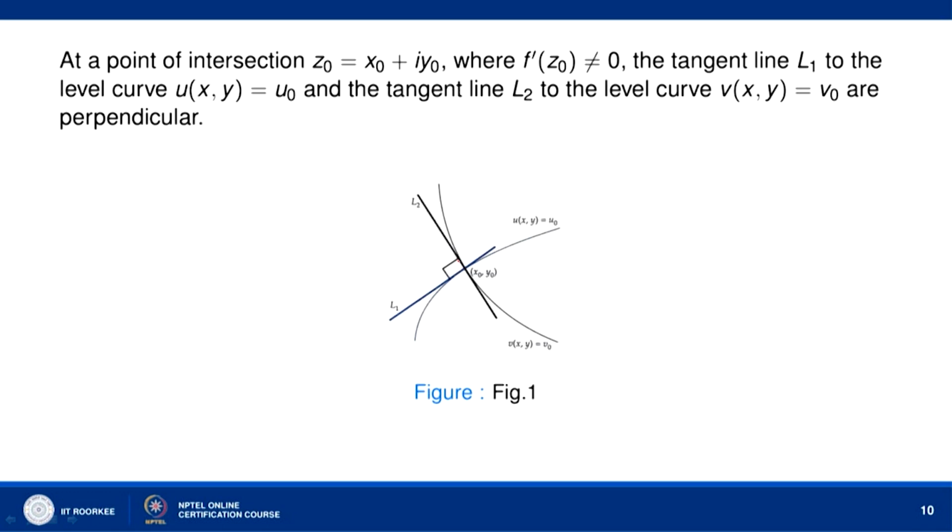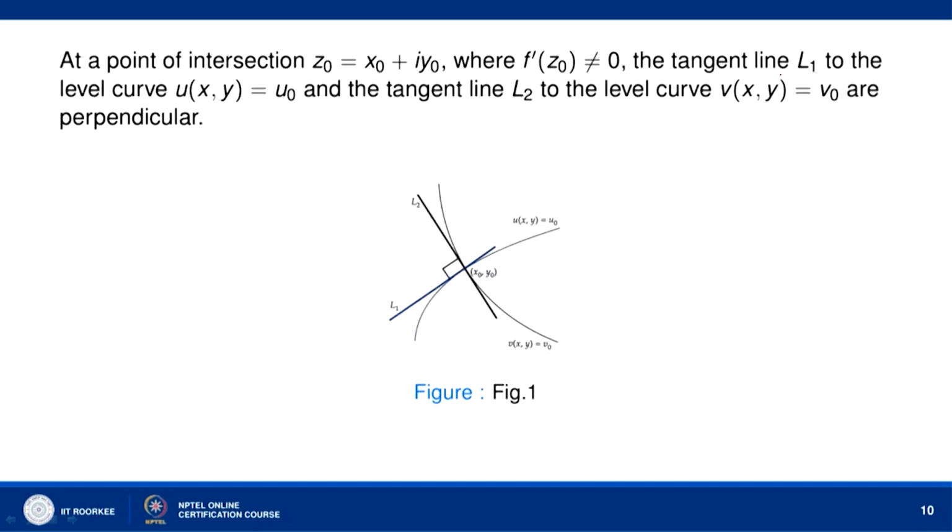So, from that we can determine u naught. u naught is the value of u(x,y) at (x naught, y naught). Okay. So, at a point of intersection z naught equal to x naught plus i y naught, where f prime of z naught is not equal to 0. So, this is essential that at the point z naught, f prime must not be 0.